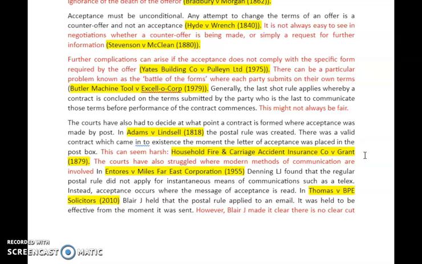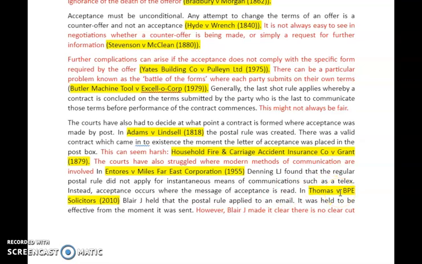And the courts have also struggled where we've got more modern methods of communication. So rather than using letters in the post, you could use the case of Entores here to talk about the fact that Denning looked at the postal rule and he said it didn't apply for instantaneous means of communication such as telex. And instead, acceptance occurs where the message of acceptance is read. So that's a different rule, making it further complicated.